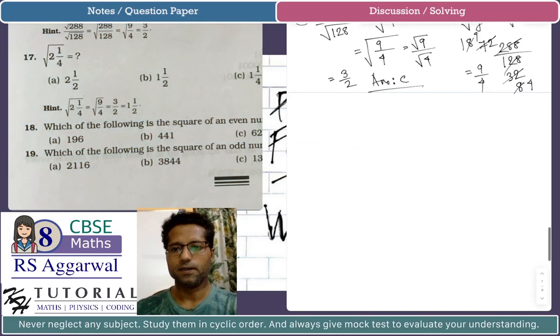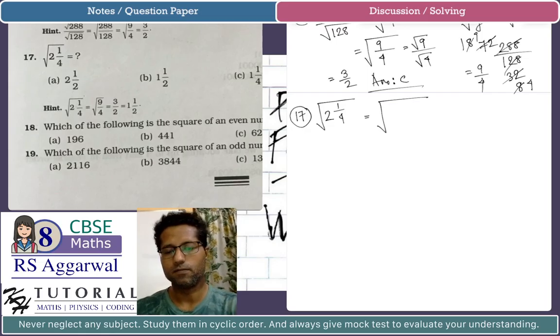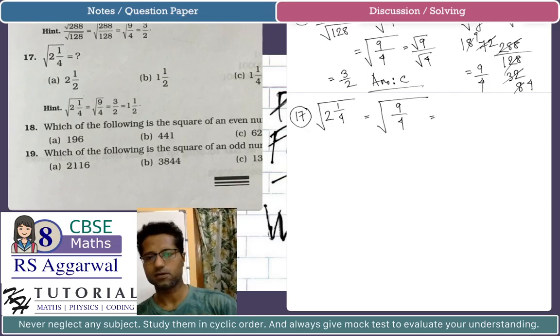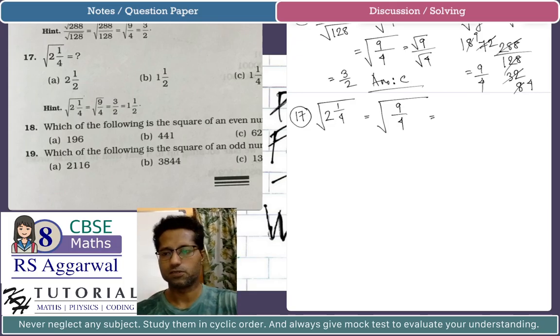Problem number 17. We have to find the square root of a mixed fraction. Now, whenever you have a mixed fraction, always convert the mixed fraction to an improper fraction. So, 2 and 1 by 4 is 9 by 4. This was really easy. Now, we have the square root of a fraction. In the fraction, both the numerator and the denominator are perfect squares. 9 is a perfect square, 4 is a perfect square.